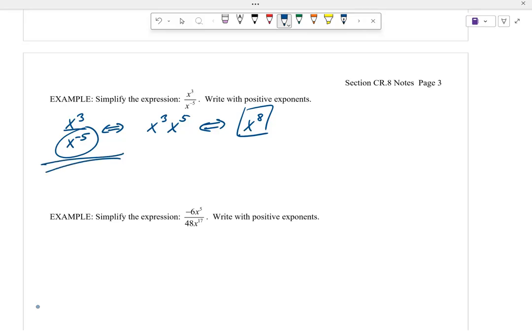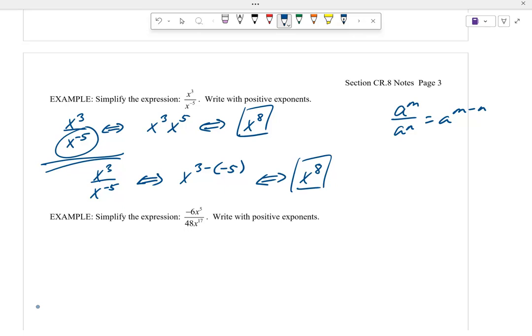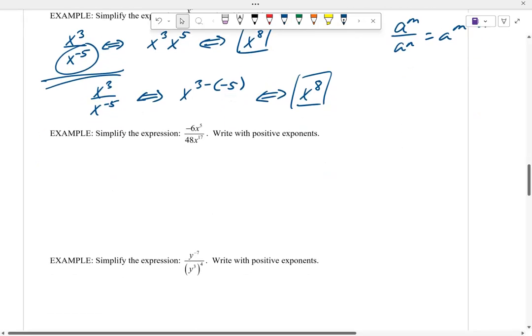The other way you could do that, if you wanted to right off the bat, you've got the same base, so you could just apply the rule a to the m over a to the n is a to the m minus n, right? So we could go x to the 3 minus the negative 5, which is 3 plus 5, or 8. So either way would be fine on that.